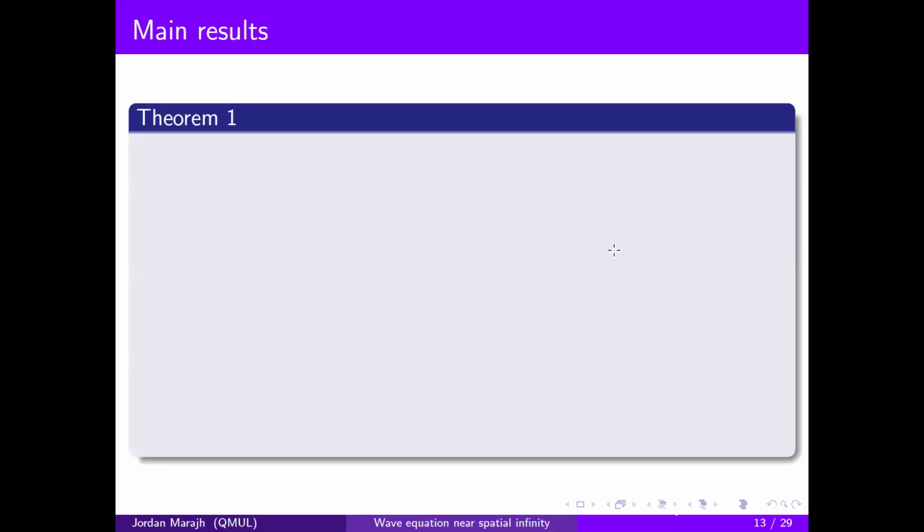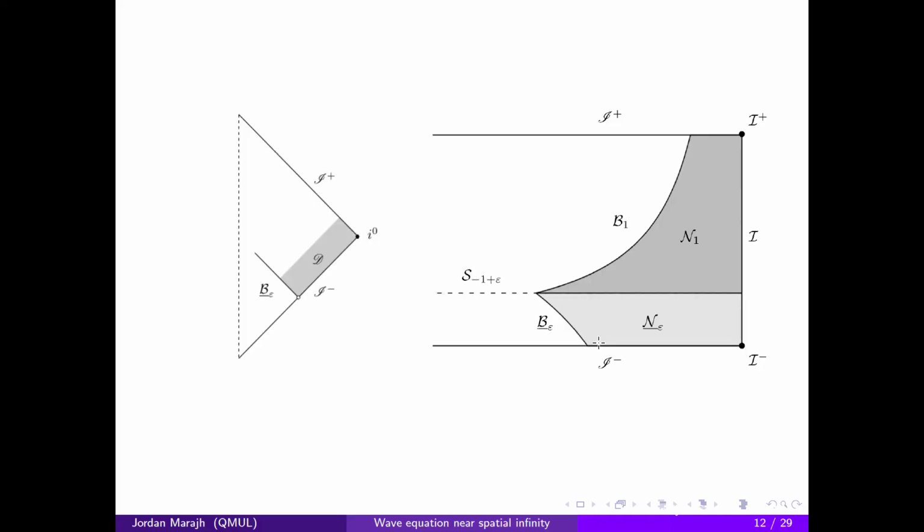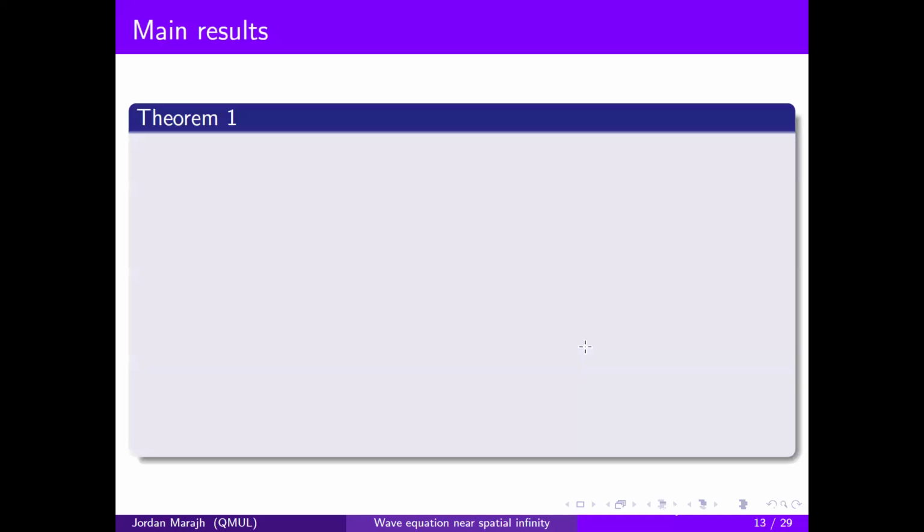So just to say this in a slightly more concrete way now, if I fix this cut of past null infinity by fixing some epsilon greater than 0 and a value of rho, which is positive, so you're not sitting on the cylinder, then you can talk about regularity there.